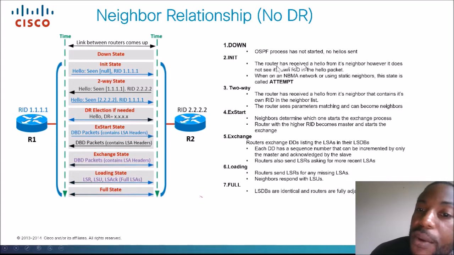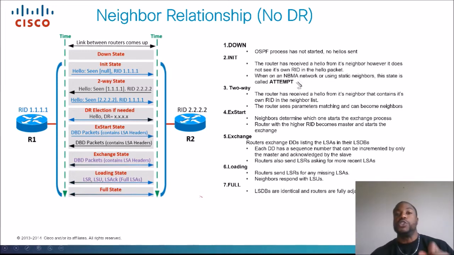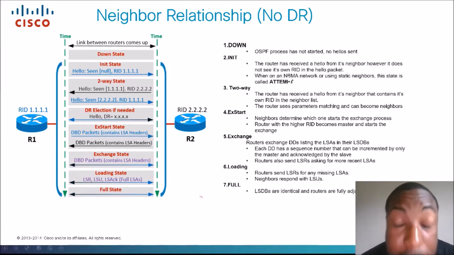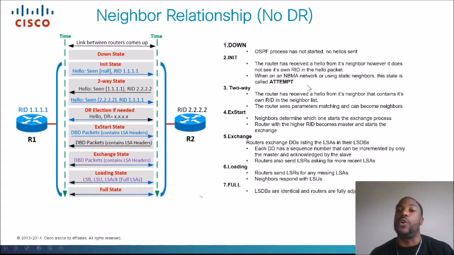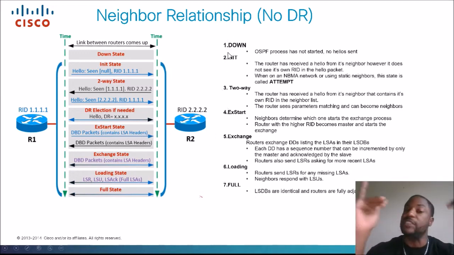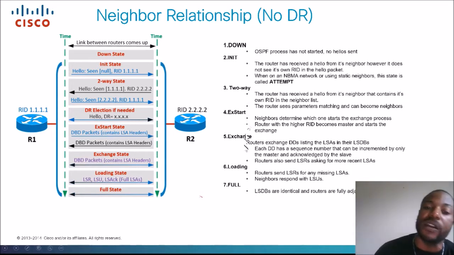Init state means the router has received the hello from its neighbor. However, it does not see its own router ID in a hello packet. So when on an NBMA network or using static neighbors, this state is called attempt. So anyways, there are seven steps it needs to go through. Just remember, they start out with down, then it goes to init, two-way, ExStart, exchange, loading, and then full.